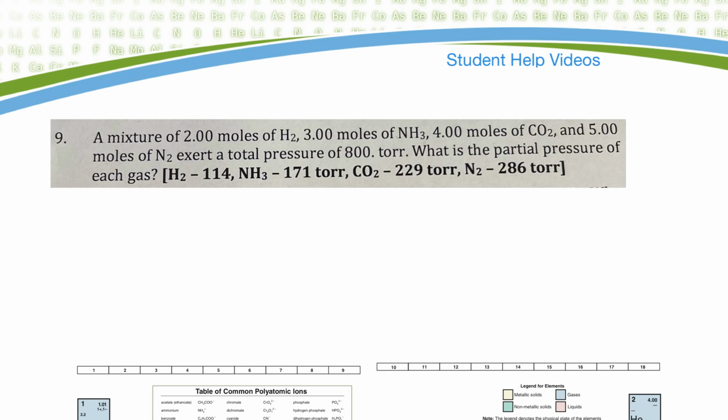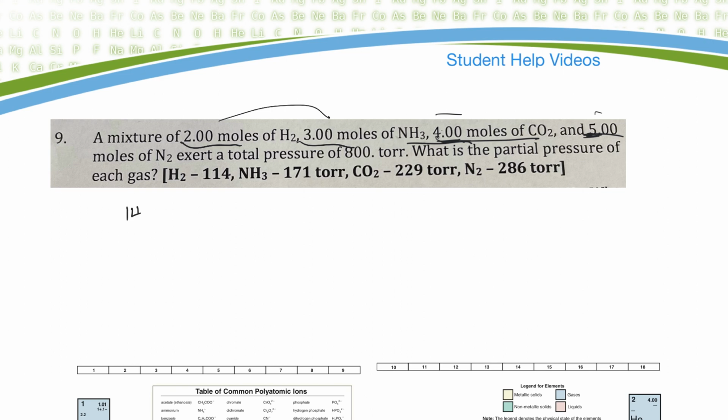Okay, here's two questions that deal with Dalton's law of partial pressures. The first question says you have a mixture of 2 moles, 3 moles, 4 moles, 4 moles, and 5 moles, and they all exert a pressure of 800. But you have to know how much each one is exerting, right? The partial pressure. What you can do is add these moles up. So 2 and 3 is 5, and 4 is 9, and 5 is 14.